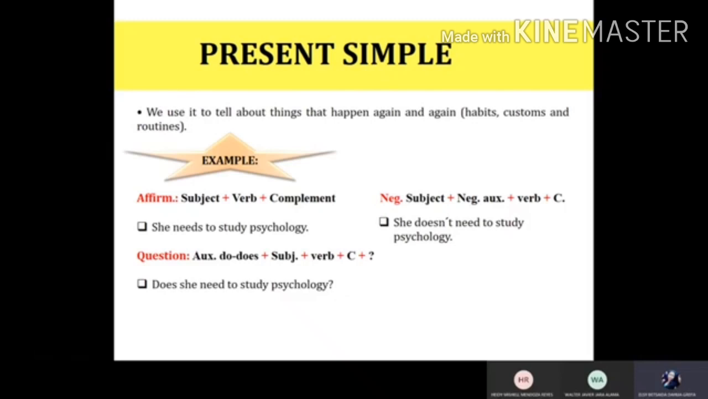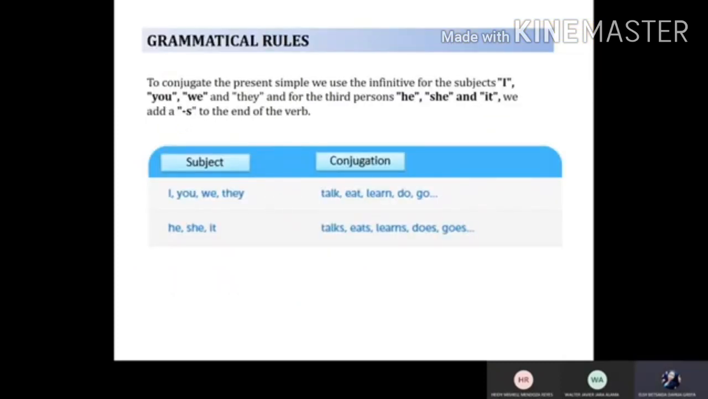In question form, the structure is auxiliary, do or does, plus subject plus verb plus complement plus interrogative question. For example, does she need to study psychology? Okay. Grammatical rules.